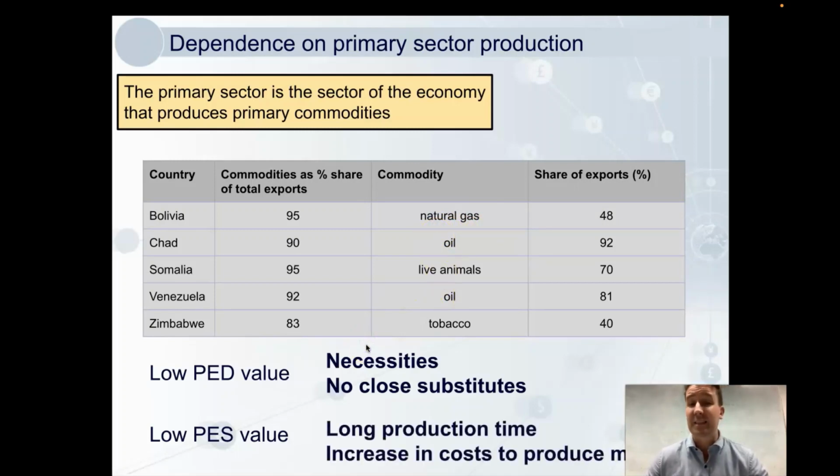they have inelastic supply as well, because there is a long production time for these things, and often to produce more you need to spend a lot of money. So that can stop supply being so responsive to an increase in price, if there is one.